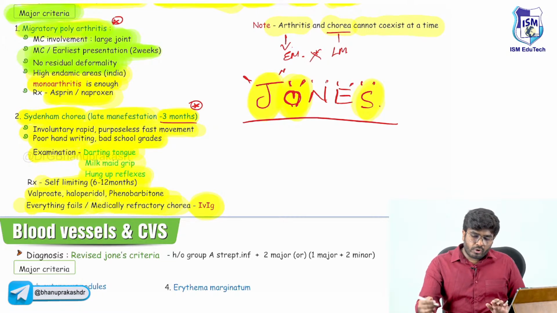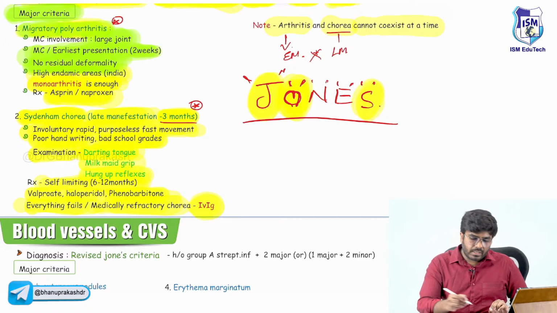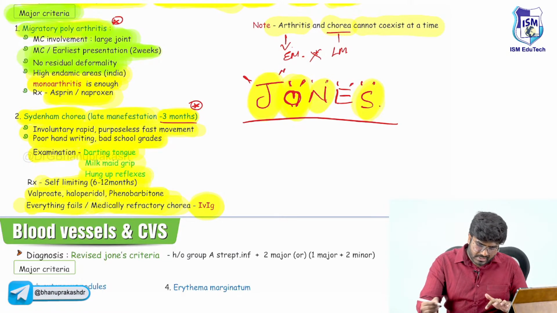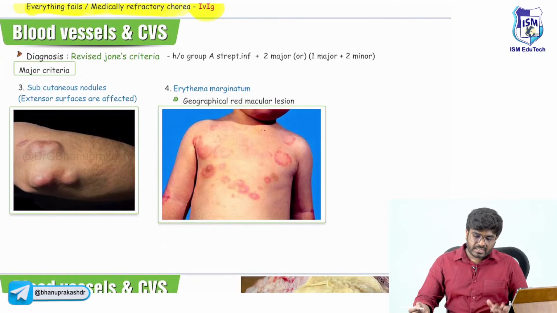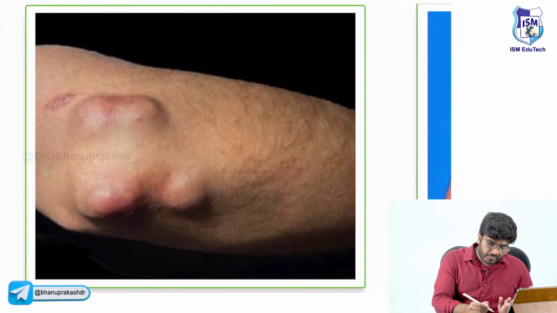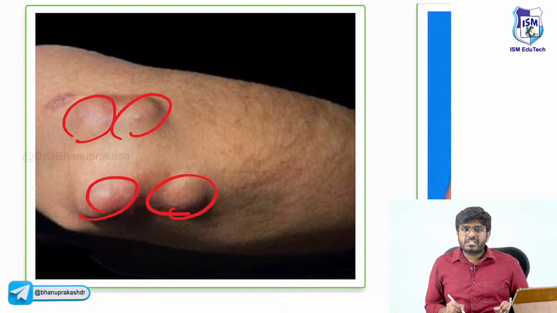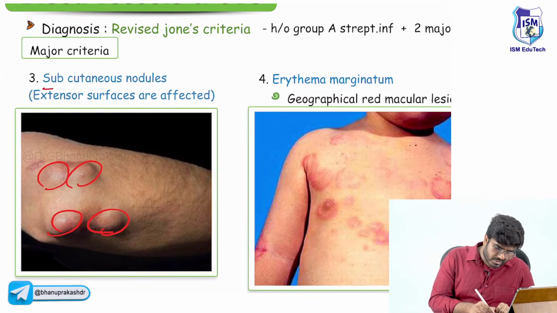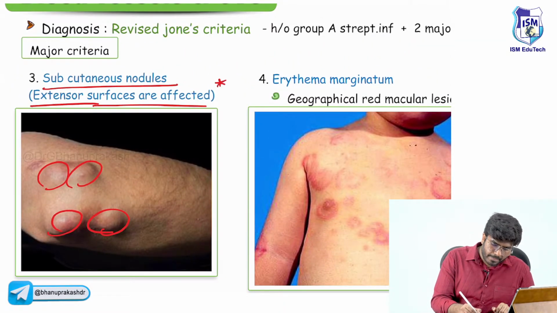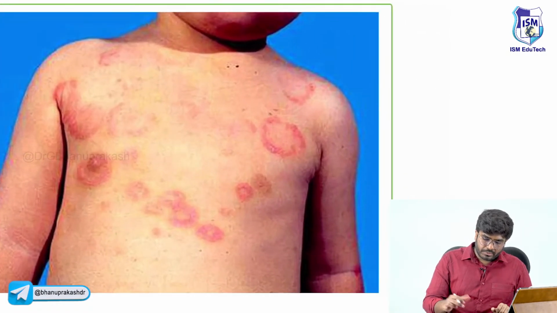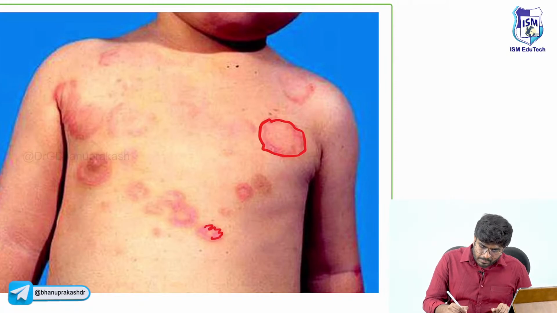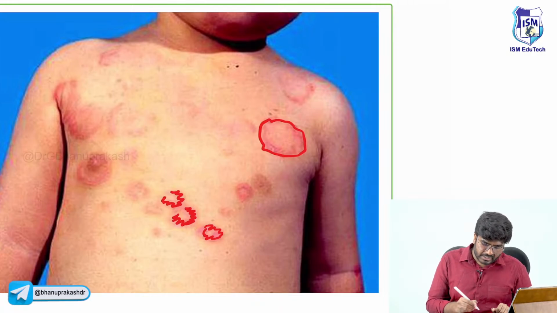So JONES and Sydenham chorea are completed. Now what are we left with? Subcutaneous nodules and erythema marginatum, simple, one single slide. You can have development of subcutaneous nodules, especially in the extensor sites. So subcutaneous nodules are seen on extensor surfaces. And erythema marginatum: the boy has a rash, and look, the margins have erythema, so that's why it's called erythema marginatum.